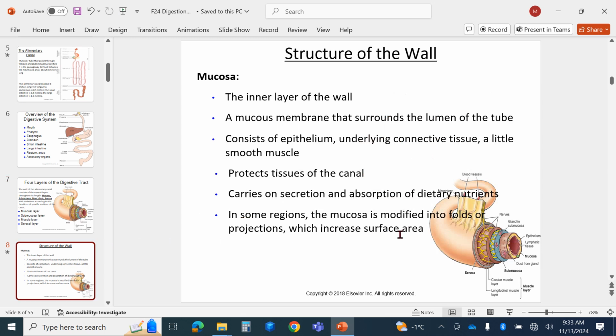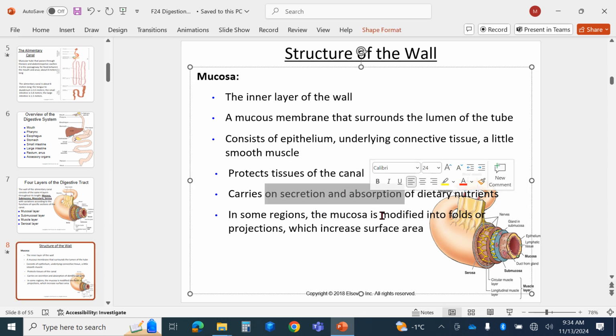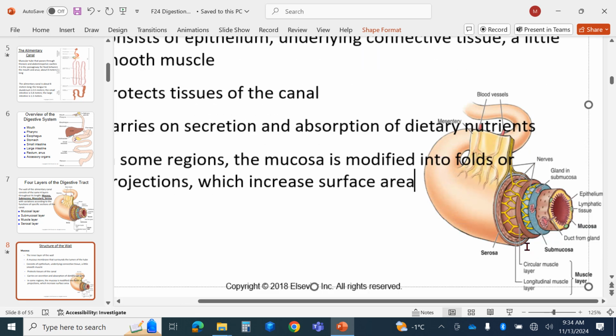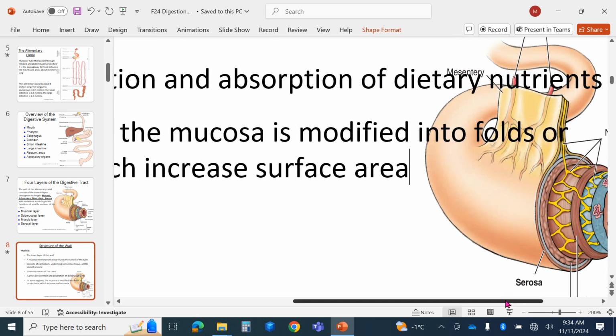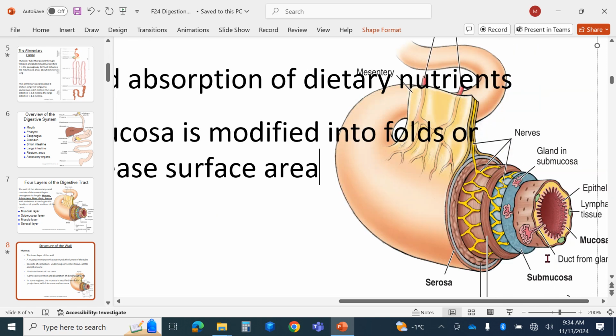The mucosa, the inner layer of the wall, consists of epithelial cells, okay, carries on secretion and absorption of dietary nutrients. Okay, and how does a Big Mac combo actually get digested and absorbed in your small intestine in about 1.5 meters, and 2 meters? How does that even happen?